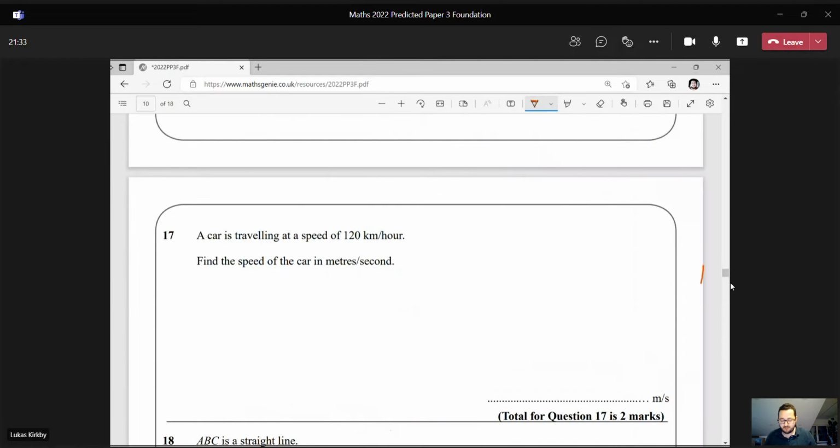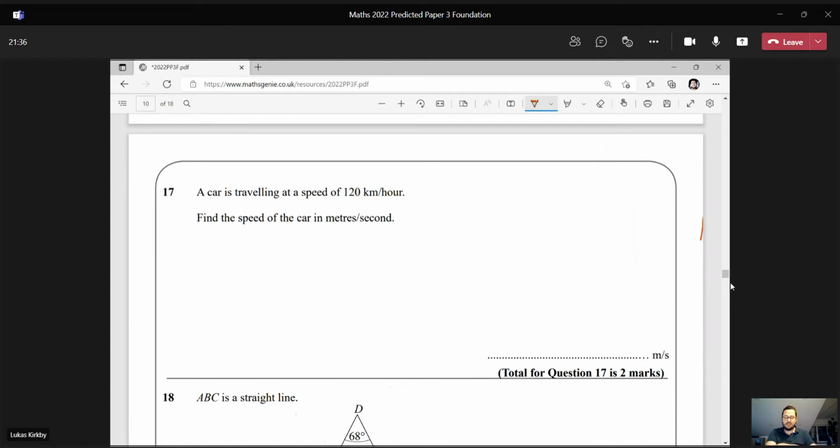Okay, so a car is travelling at a speed of 120 kilometres an hour. Find the speed of the car in metres per second. Alright then, so we want to change the units. The first thing we want to do is change kilometres to metres. 1 kilometre is 1,000 metres, so 120 kilometres an hour is the same as, times it by 1,000, 120,000 metres an hour. Okay, so let's keep going.